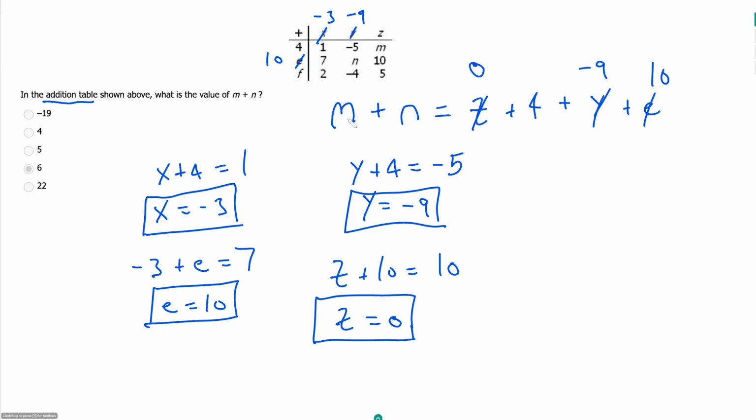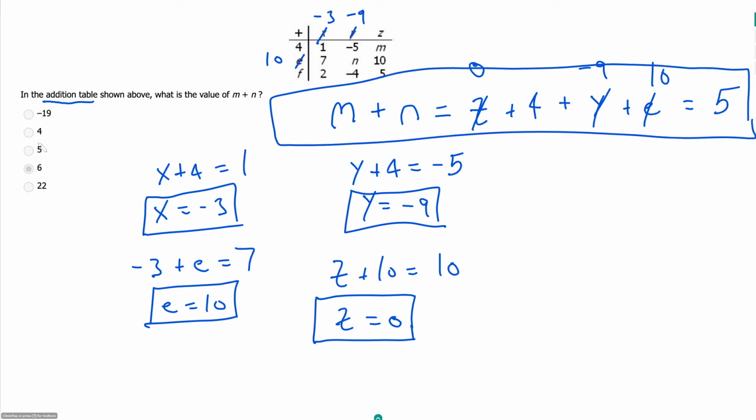So now it looks like we can solve for m plus n because our right side is all filled out. So 0 plus 4 is 4, minus 9 is negative 5, plus 10 is all equal to positive 5. So it looks like C is our answer.